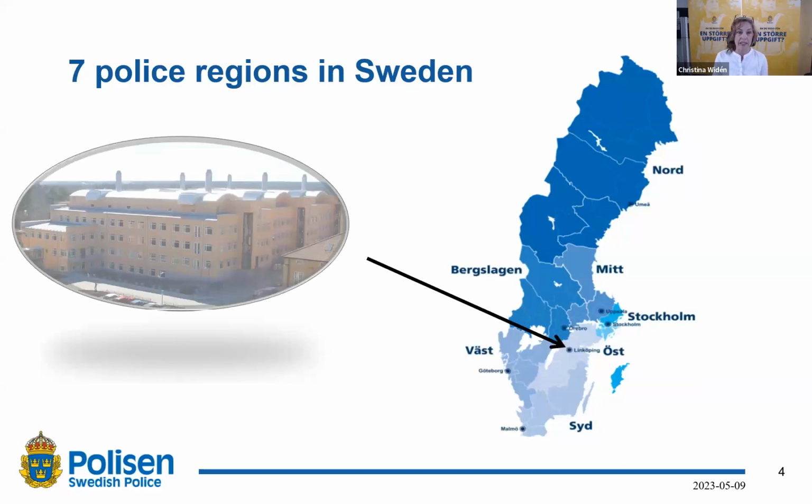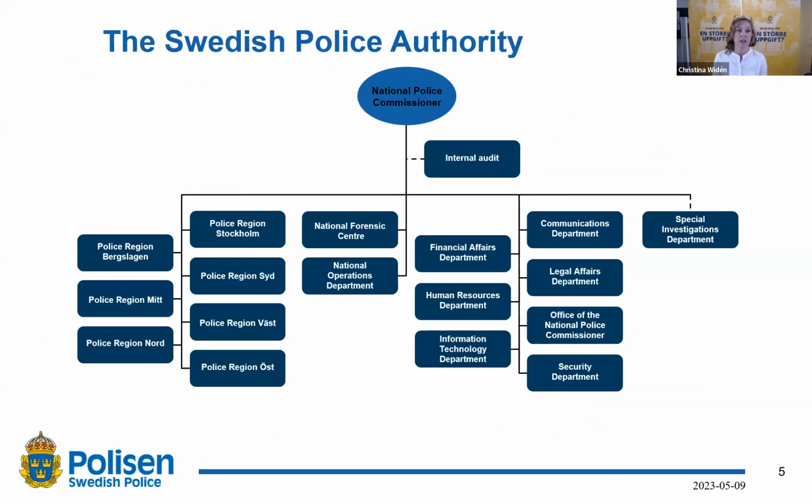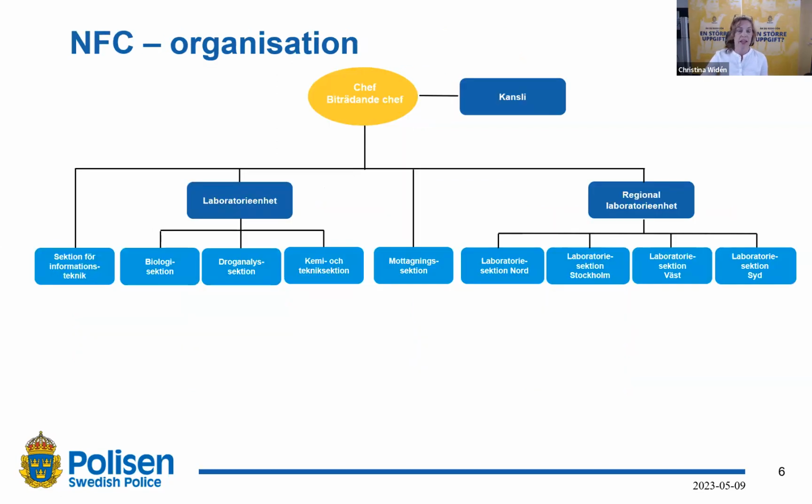And to map our National Forensic Center, we are within the Swedish Police Authority, and we are organized next to the National Operation Department, and then we have all the police regions and some other departments within the Swedish police. So you know where we are organizationally. And the National Forensic Center in turn is organized like this. You see my pointer, yeah? If I point on the screen, yeah.